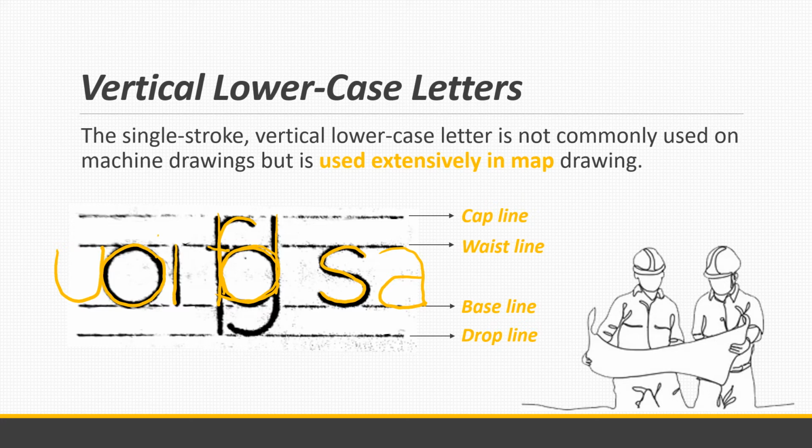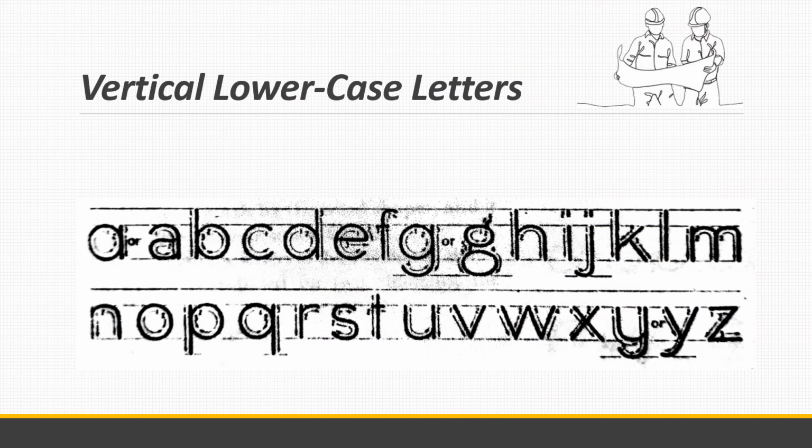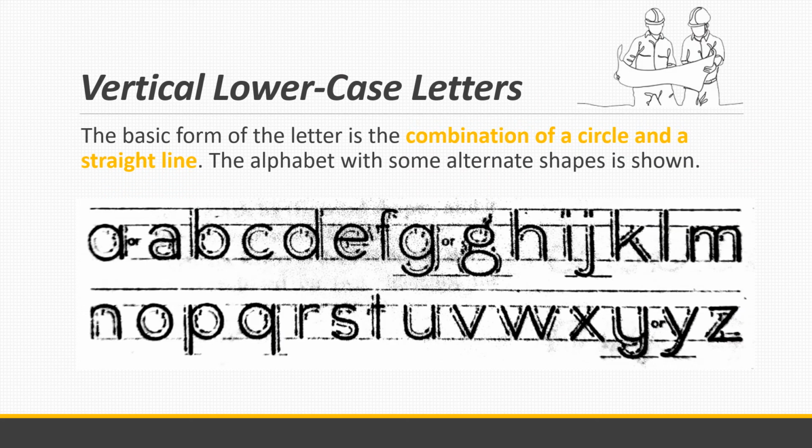Okay, so sa drop line is para dun sa mga letters na may tail. Meron silang tail. So that is yung letter P, or yung letter G, or pwede din yung letter Y. So, dyan yung sa drop line. So, these are the basic form of the letter ng lowercase letter.